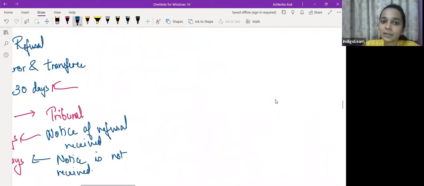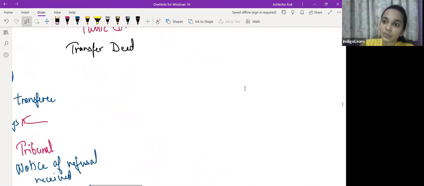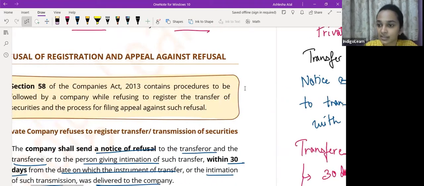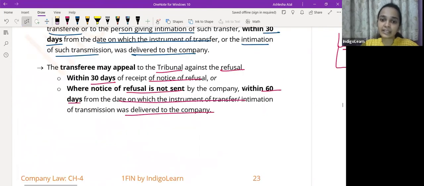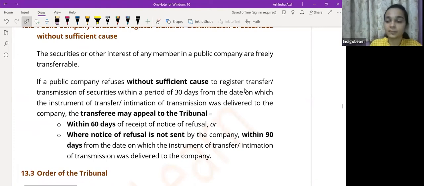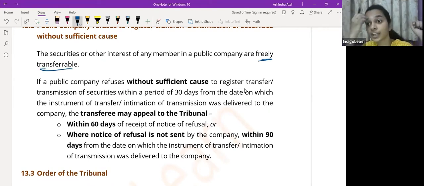Now what if public company has refused to register the transfer? उस situation में क्या time limits रहे? So public company की situation में there's only a slight difference in the time limit. It is 60 days and 90 days which the person has. So public company के case में we know that securities in a public company they are freely transferable. Private company में तो भी restriction होता है, तो हम बोल सकते हैं कि प्राइवेट कंपनी ने रिफ्यूज किया होगा तो देयर शुड हैव बीन सम रीजन, बट इन अ पब्लिक कंपनी द शेयर्स आर फ्रीली ट्रांसफरेबल. तो पब्लिक कंपनी ऐसे ही किसी को रिफ्यूज नहीं कर सकता अनलेस एंड अंटिल देयर इज अ गुड रीजन.